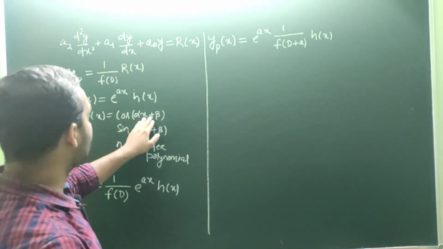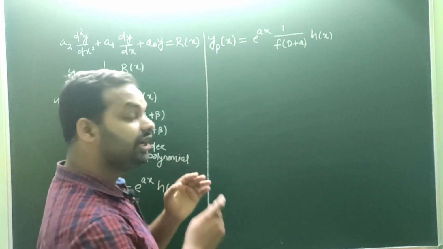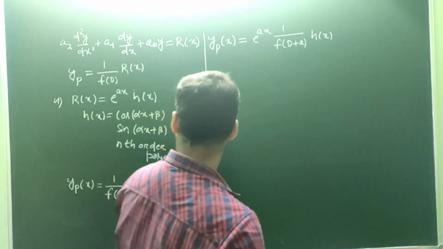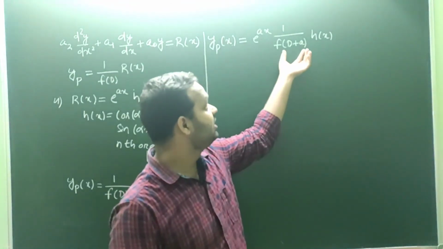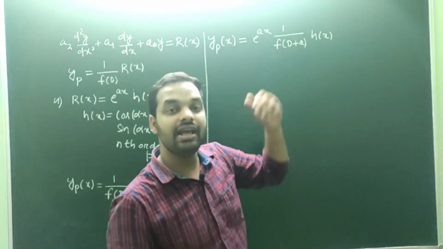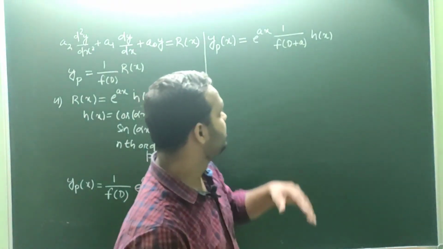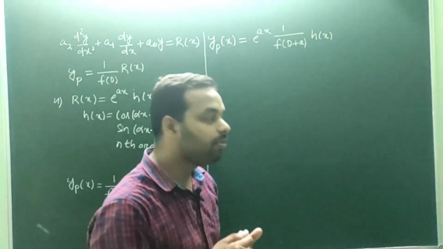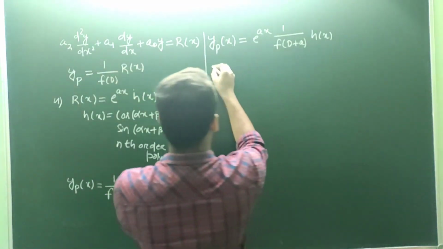Like for cos alpha x plus beta, we take D square is equal to minus alpha square. For sin alpha x plus beta, we also take D square as minus alpha square. And for nth order polynomial, I have told you that you have to just take the lowest order D in this term as common, and after that you have to express this f of D as an nth order term in terms of D, converting it to an infinite series. Then operate on h of x. That was the method I told you in the previous class. So the same method will be there after that, right? And let me write down here.